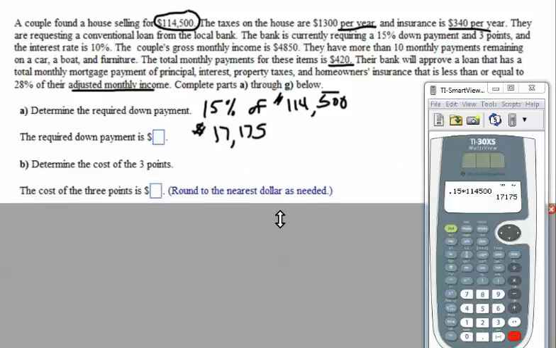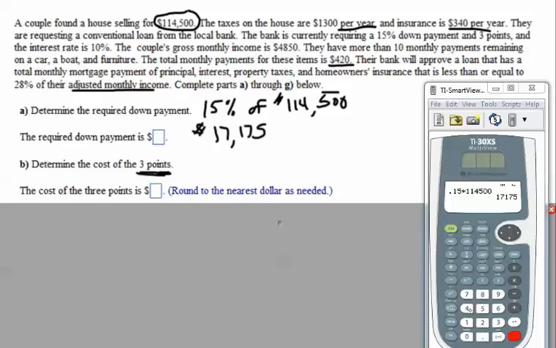Part B says determine the cost of 3 points. Recall, each point is 1% of the mortgage amount. So 3 points would be 3%. And a point is basically you're paying the interest up front to buy down and get a lower interest rate. Although the interest rate here is 10%, which is clearly pretty high nowadays. So 3 points is 3% of the amount borrowed.